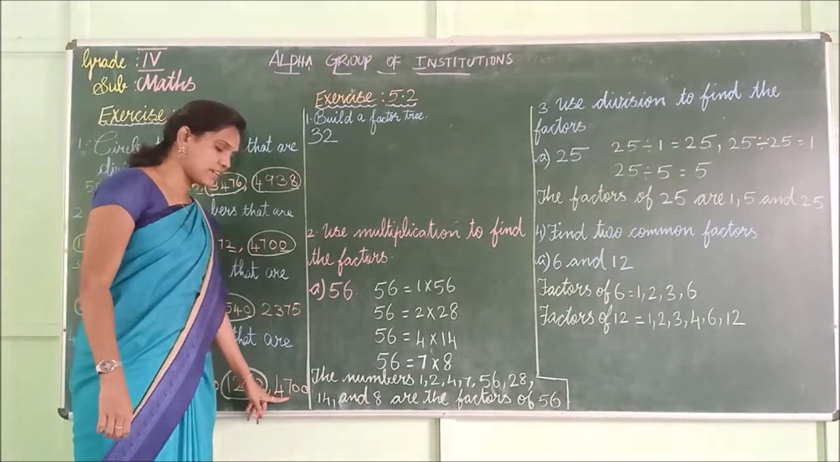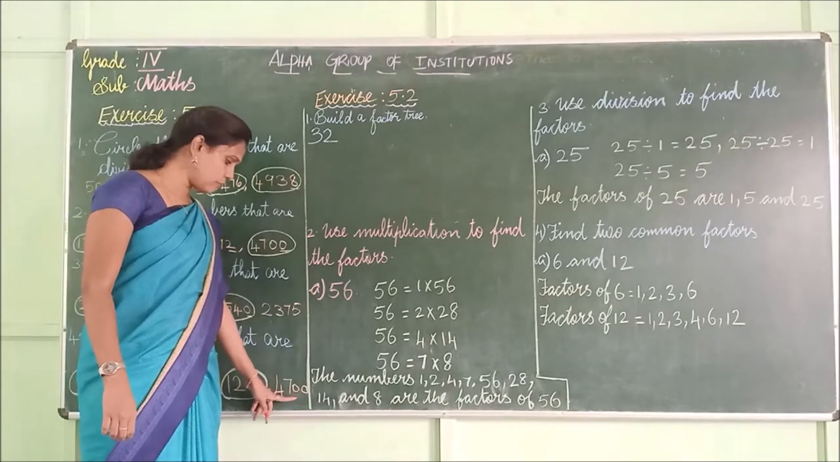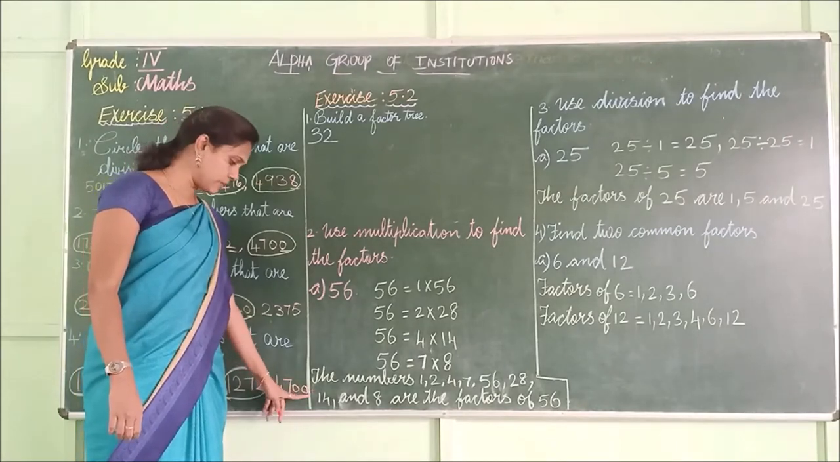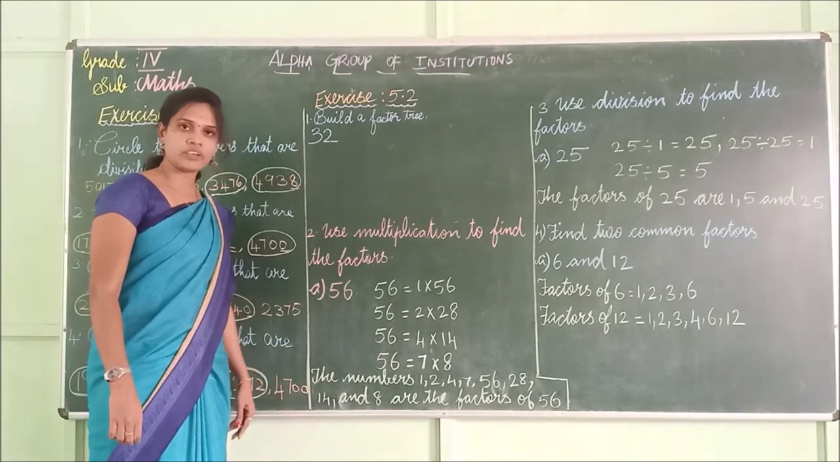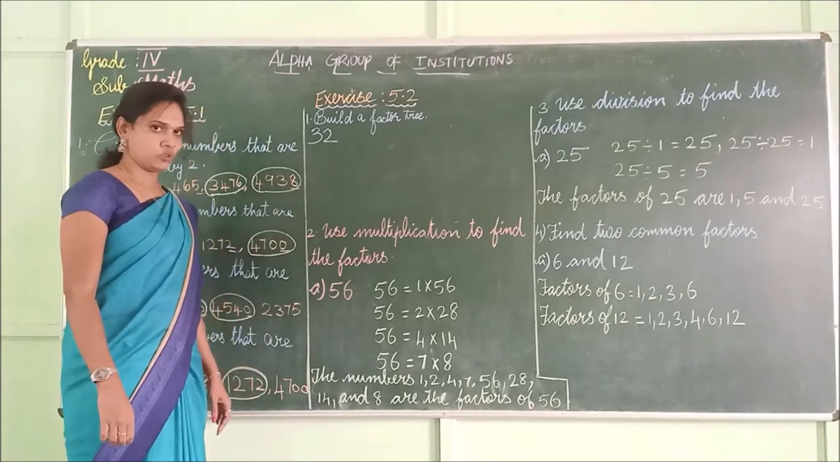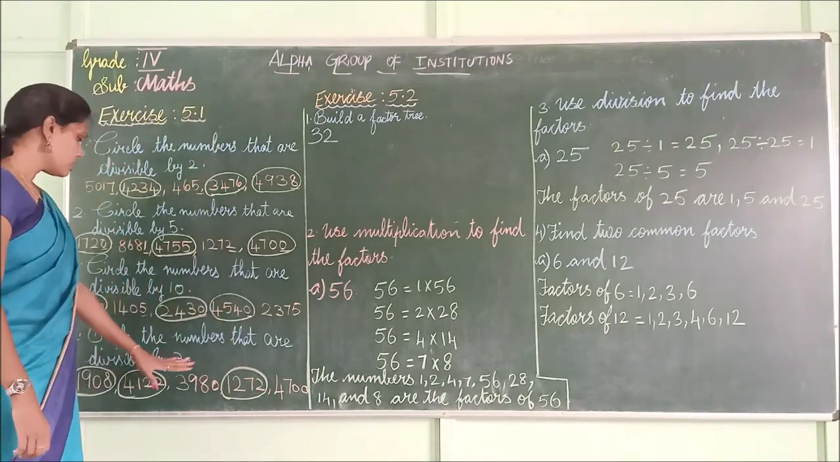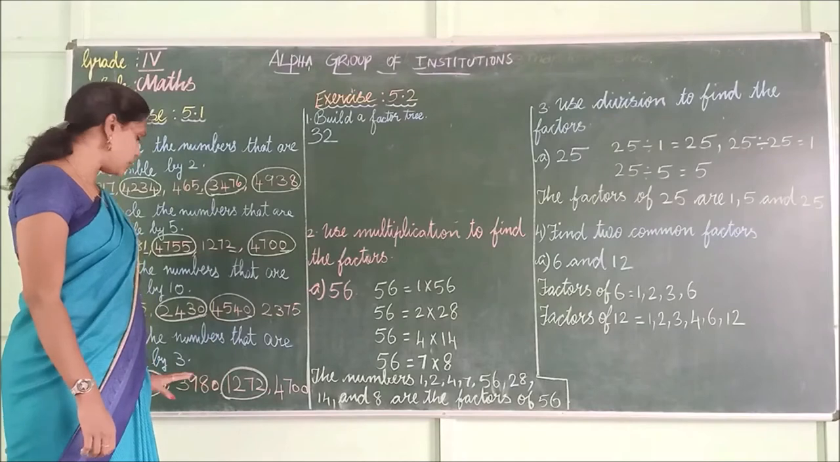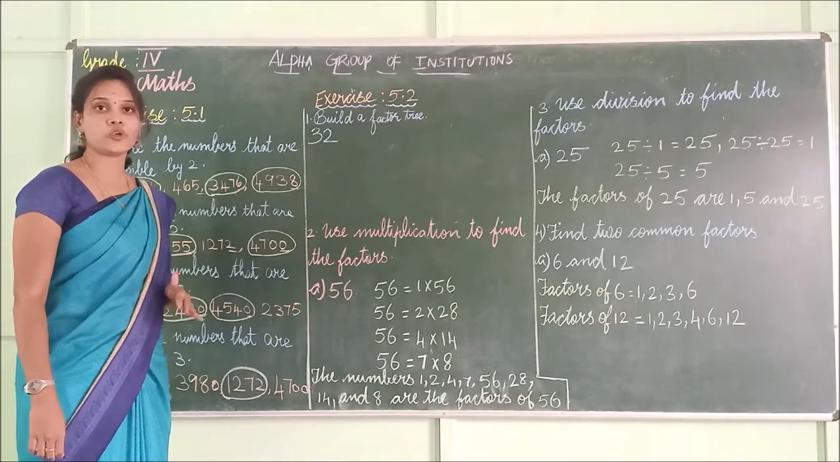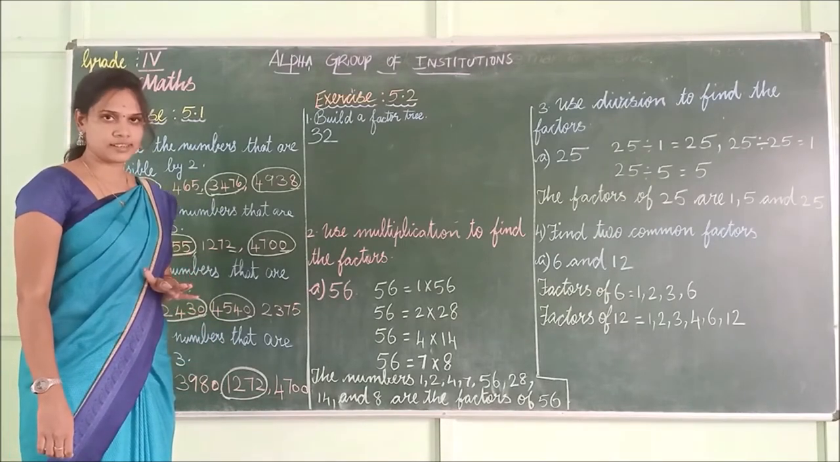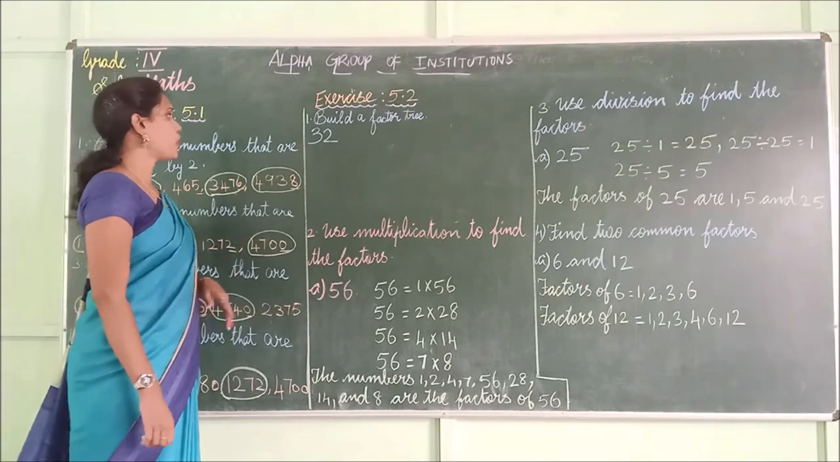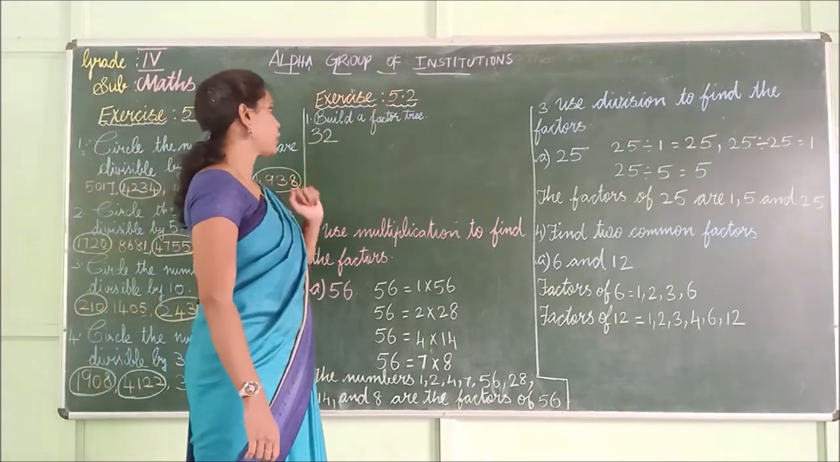Next one. See, 4 plus 7 is 11. 11 plus 0, 11. 11 plus 0, 11. Will 11 come in the 3 table? No. So we have to circle only the numbers divisible by 3. For that we have to use the rule. Okay children? Yes, fine. Now we move on to exercise 5.2.